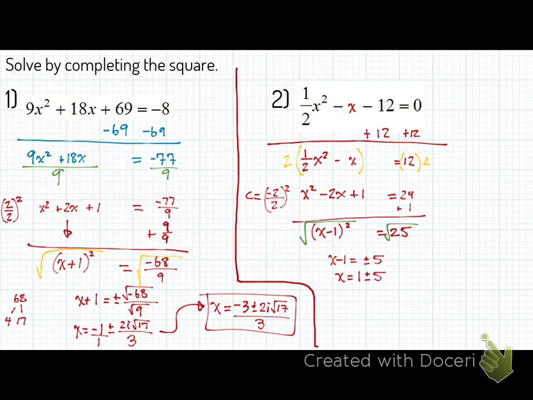What's 1 plus 5, everyone? 6. Good, 6. So x equals 6. And what's 1 minus 5? Negative 4. Negative 4. There's your 2 answers. That's it. I like that one a lot more than that.